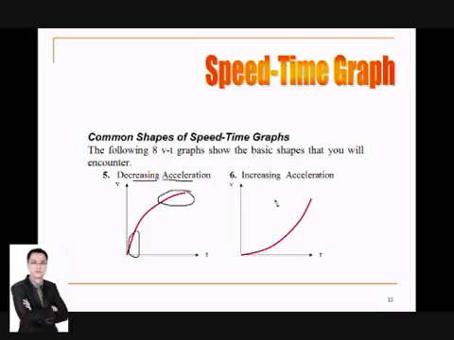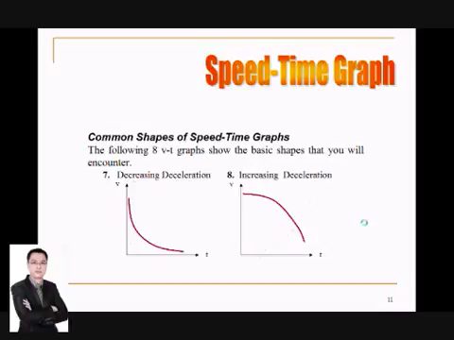Take a look at this graph. Look carefully at the gradient at the beginning and towards the end. Initially, the gradient is gentle. Towards the end, the gradient gets more and more steep. So in this case, we can say that the object is experiencing increasing acceleration. Alright, and then we have this too. Initially, the deceleration is very fast. Towards the end, the gradient gets more and more gentle. So it's a decreasing deceleration.